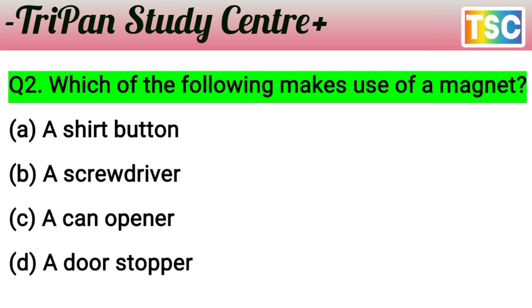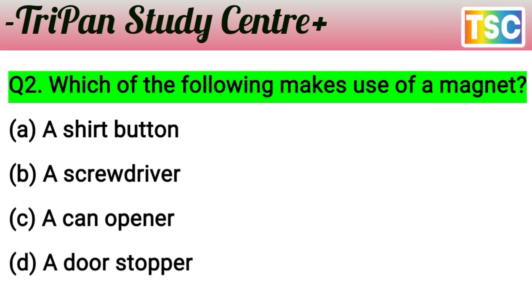You know that this question is very interesting. Which makes use of a magnet? A, a shirt button? No, it is not the correct answer. A shirt button does not use a magnet. B, a screwdriver. A screwdriver uses magnetic power a little bit, but it does not really use a magnet, so option B is not correct.